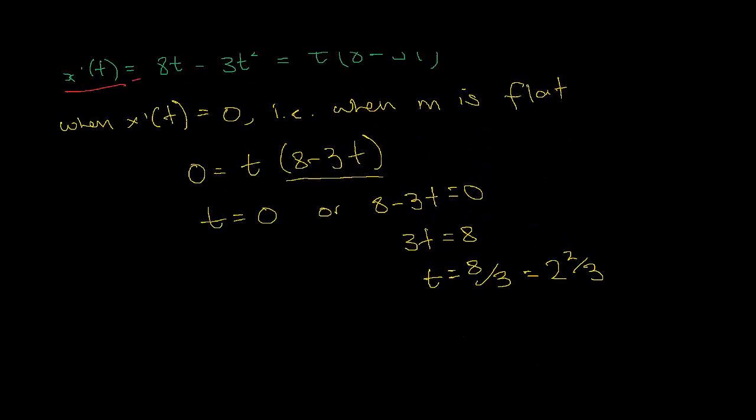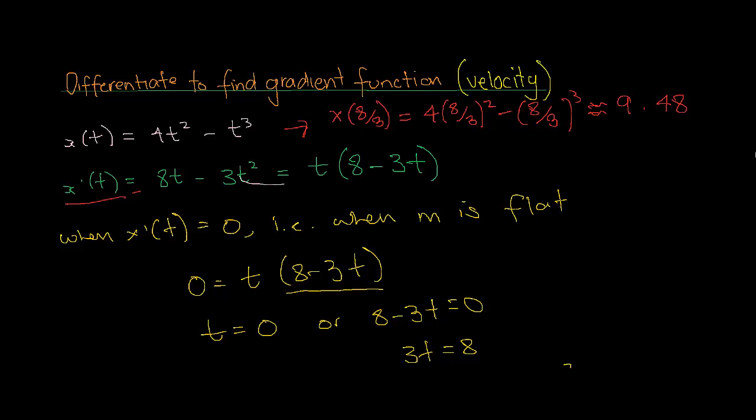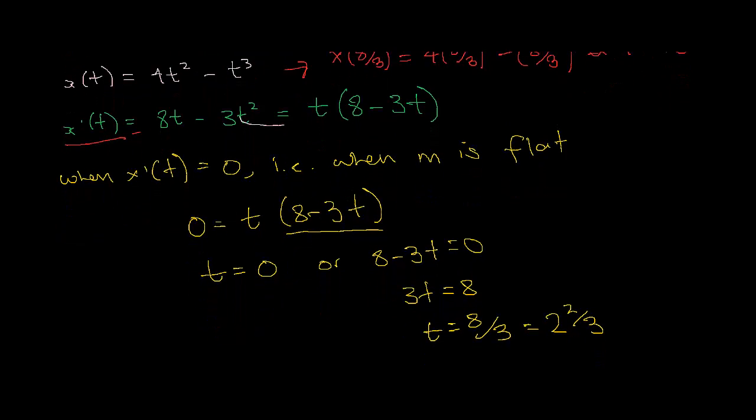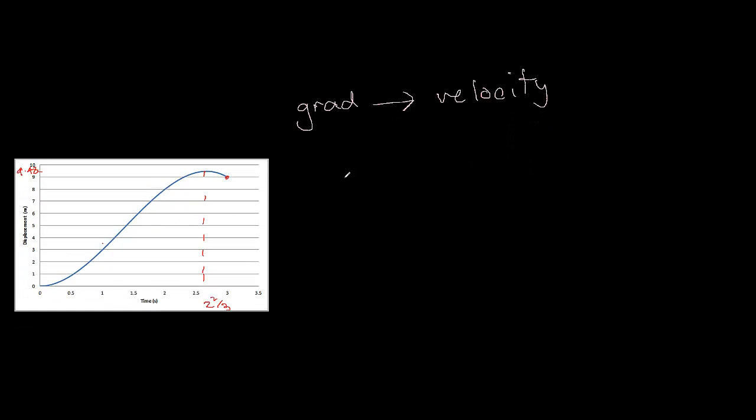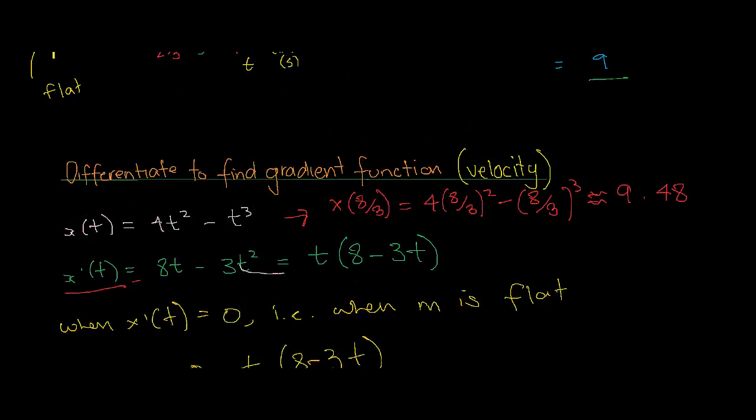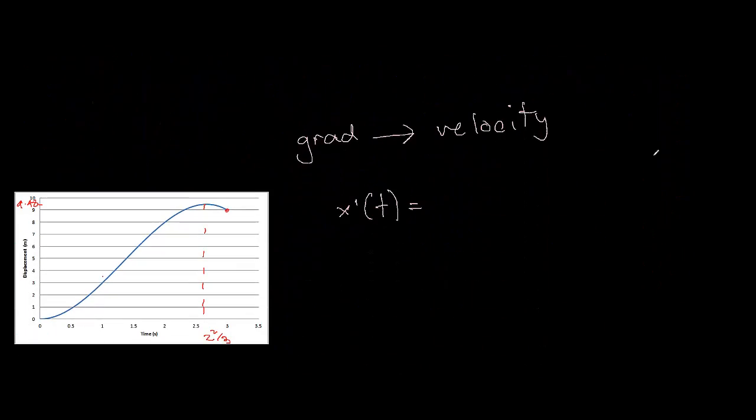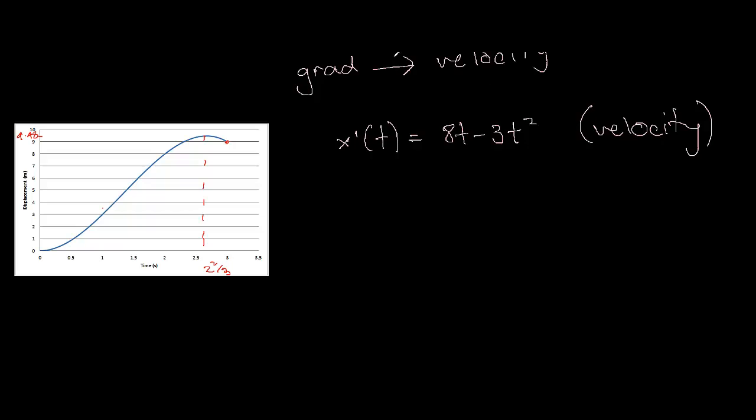All right, so our gradient function was this, so I'll just write that down. x dashed of t, that's a gradient, equals 8t minus 3t squared. So that's a velocity function. Cool. So when is the velocity the highest? So now we want to work out the function, which will be the acceleration, that maximizes this velocity.